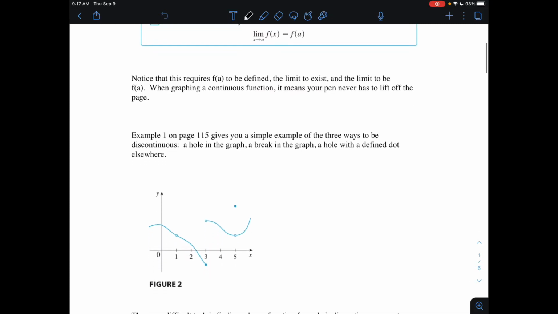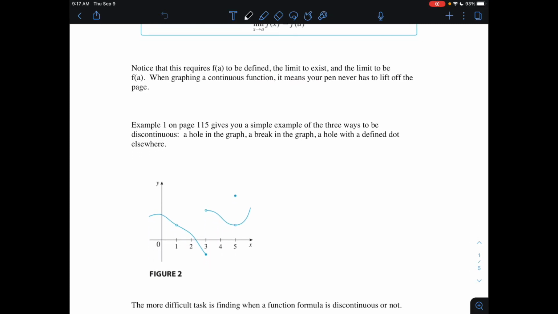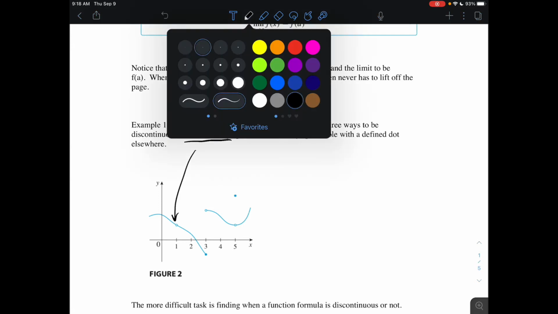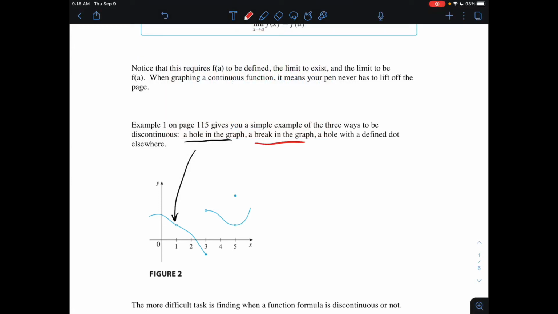Example 1 on page 115 of your book gives you a simple example of the three ways to have a function that is discontinuous or have a discontinuity. You could have a hole in the graph, so that would be like that. We've got a function, but somewhere there's a hole. Or you could have a break in the graph. That just means, like what we saw with the piecewise defined function, there's a break right here. It's defined at the end of this piece, but then it picks back up at that open circle up there.